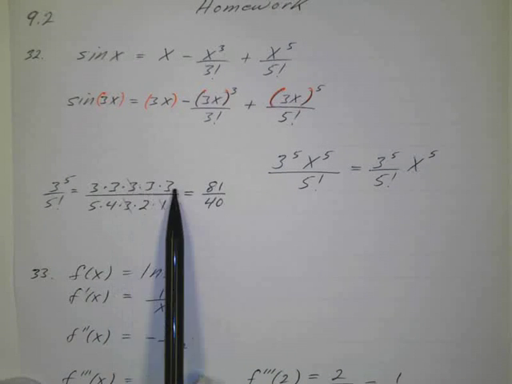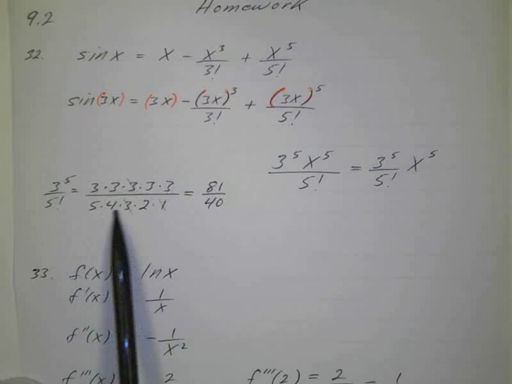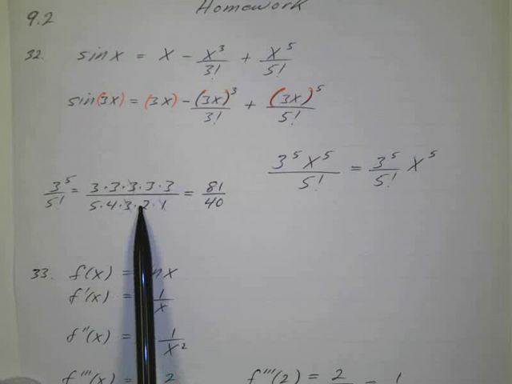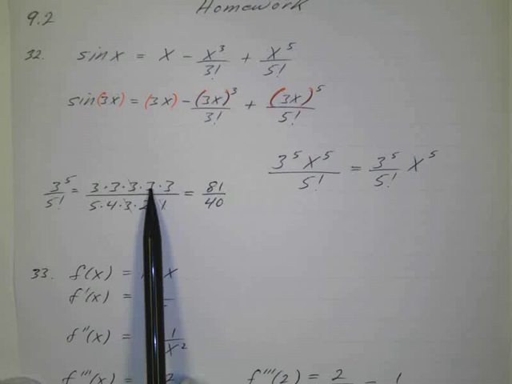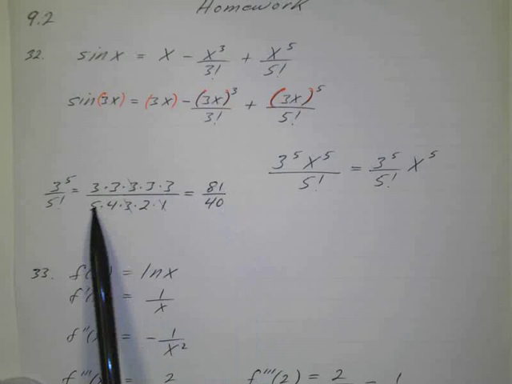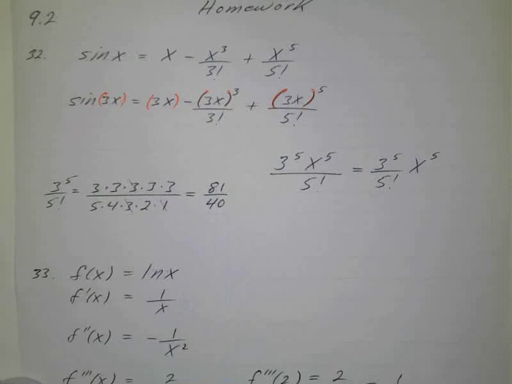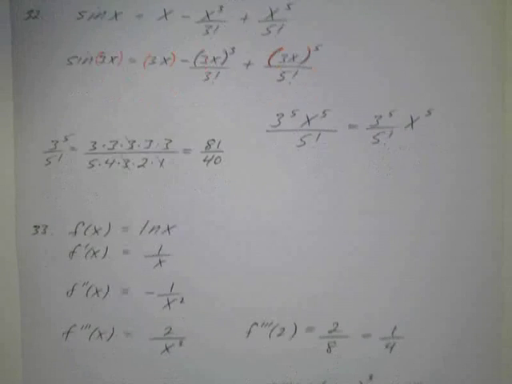3 times 3 times 3 times 3 times 3 over 5 factorial, 5, 4, 3, 2, 1. And the 3's cancel, so I've got 3 times 3 is 9 times 3 is 27 times 3 is 81, all over 5 times 4 is 20 times 2 is 40. So that's all they really needed you to do. Okay, number 33.